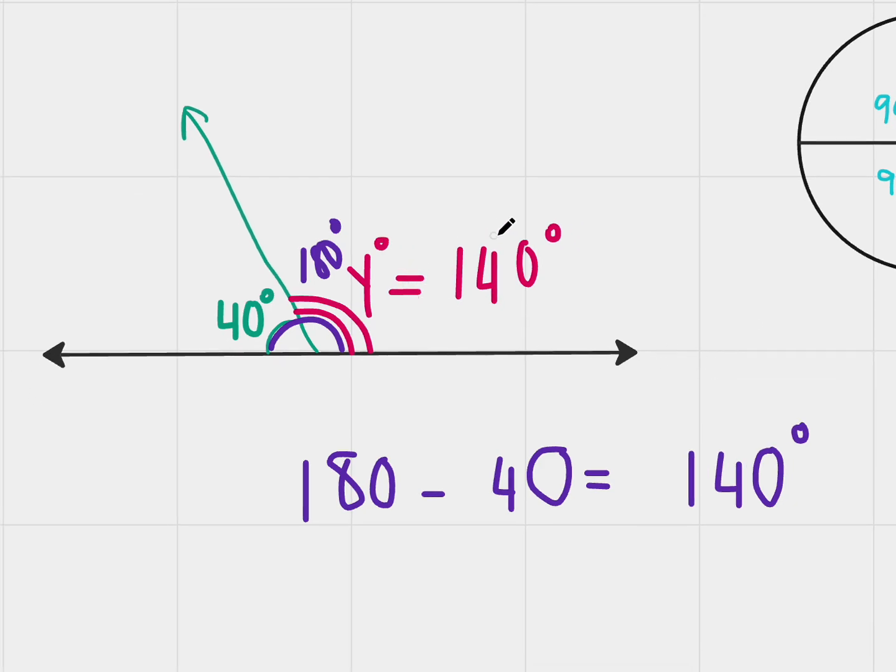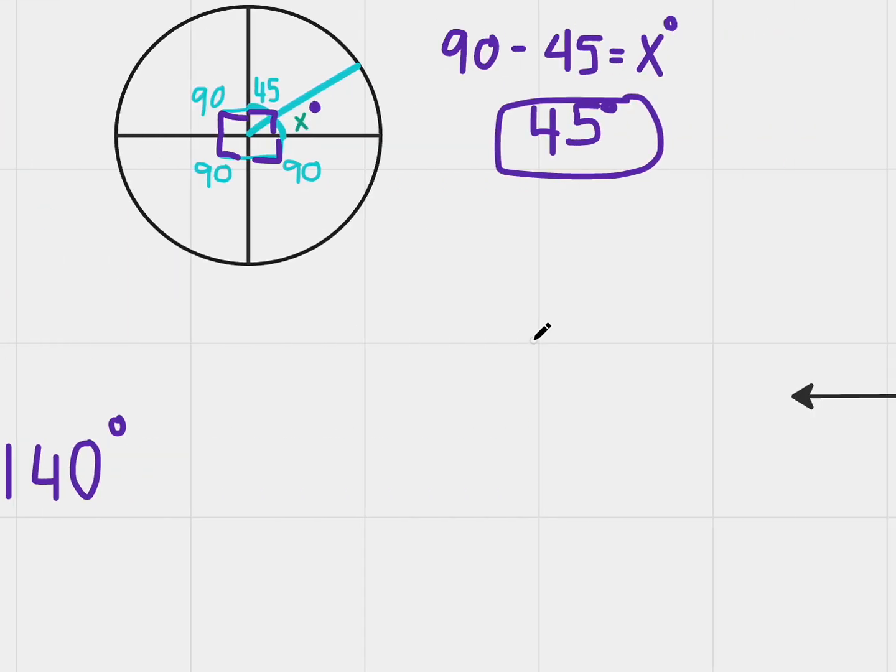You can always check your work. 140 plus 40 is 180. So you know that that is a straight line, and so everything matches.